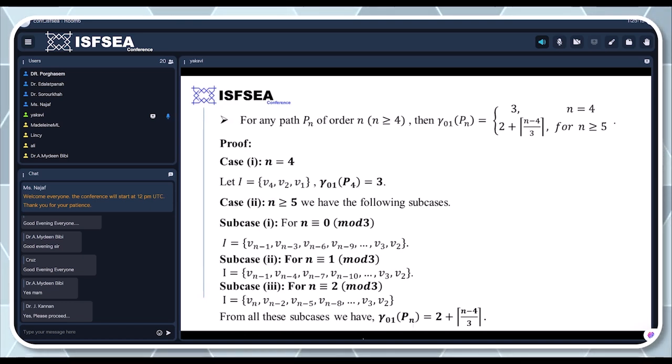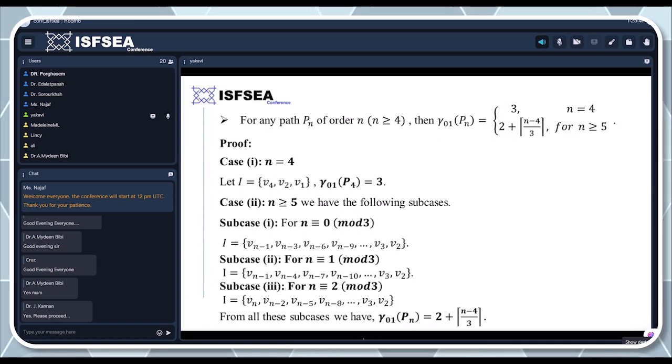Case 2 is for n greater than or equal to 5. We have three subcases. The first subcase is for n congruent to 0 mod 3. We found the IP dominating set I, which satisfies the IP domination condition. Thus, I is the IPD set. Similarly, we found the IPD set for n congruent to 1 mod 3 and n congruent to 2 mod 3. From all these subcases, we have the IP domination number of Pn equal to 2 plus the ceiling of (n minus 4) by 3.